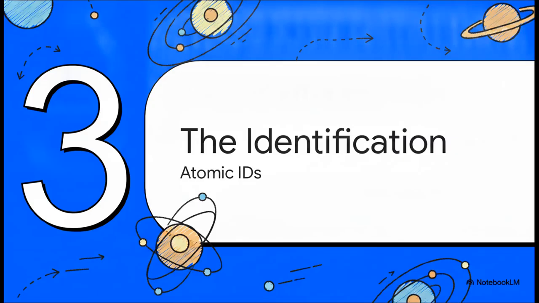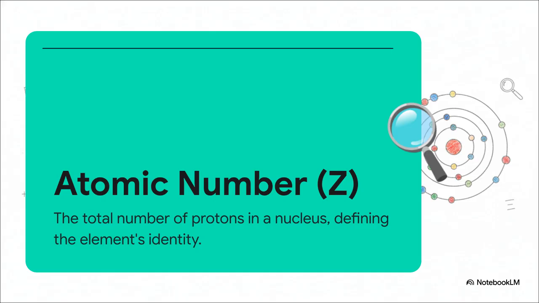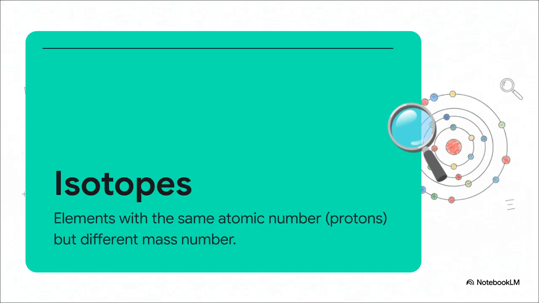Section 3. The identification, atomic IDs. With the solar system model established, scientists needed a way to formally categorize these elements. It turns out the number of protons acts as the ultimate ID tag for any element. This is called the atomic number, denoted by the letter Z. If you have 8 protons, you are always, without a doubt, oxygen. Change the protons, you literally change the element. Meanwhile, the mass number, denoted by A, is simply the total weight of the nucleus, so the protons plus the neutrons combined. But nature loves to throw in a plot twist, doesn't it?